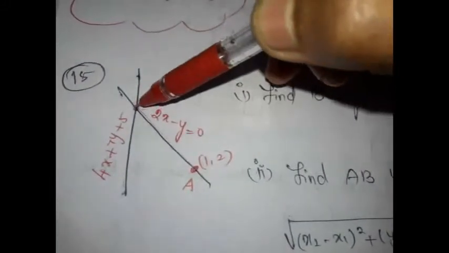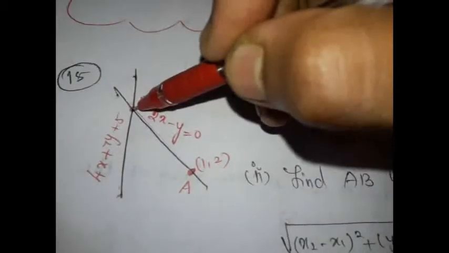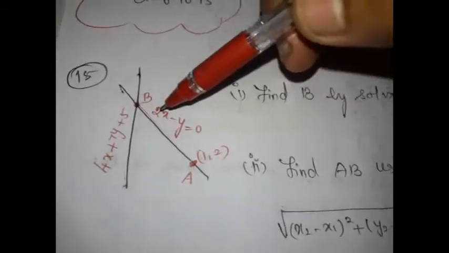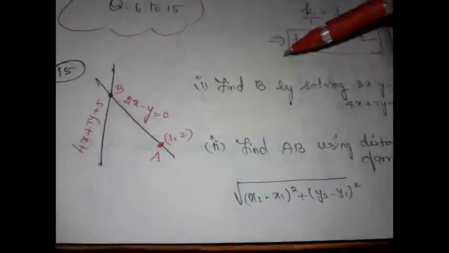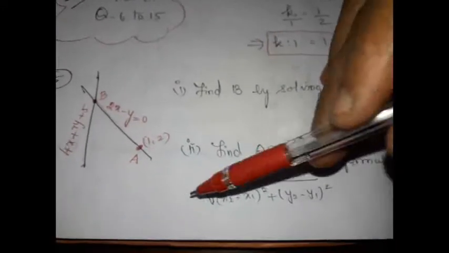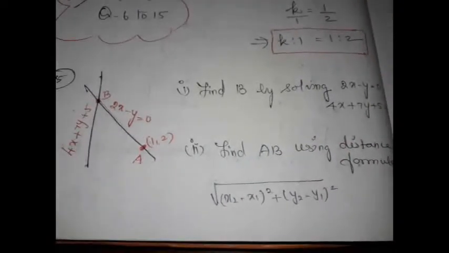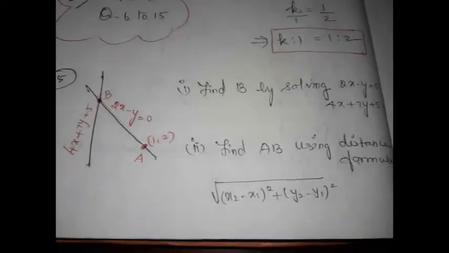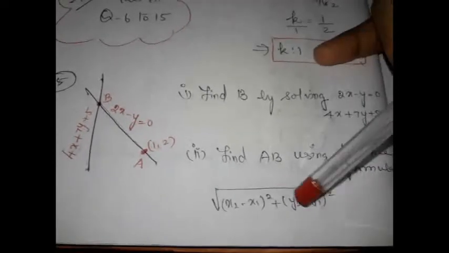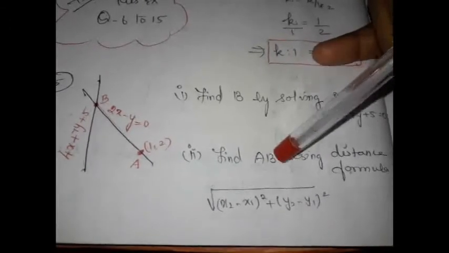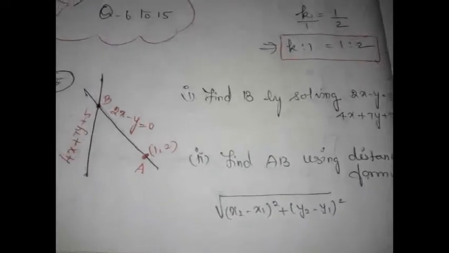So we need to know this point of intersection. If we know this point of intersection, we can find the distance between A and B using distance formula. So finding the point of intersection is easy, right? Solve these two equations, find what is your B, and find AB using your distance formula. What is your distance formula? Square root of (x2 minus x1) the whole square plus (y2 minus y1) the whole square. Right? So find distance. A is your x1 y1 and B is going to be your x2 y2. Substitute and get your distance.